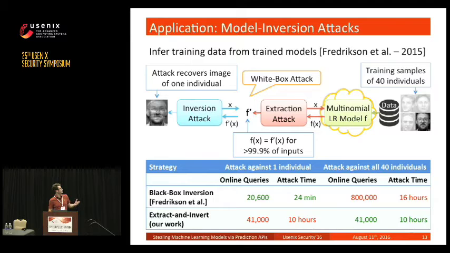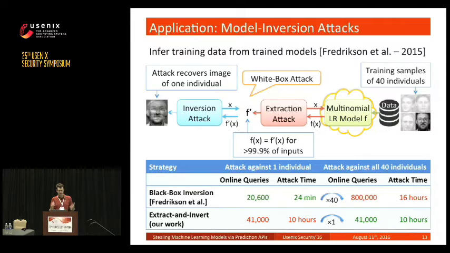So if you take the original attack as proposed by Fredrikson and his co-authors and just apply it in a black box fashion directly over the trained model in the cloud, you need about 20,000 queries for one attack. It takes about 25 minutes with the network delay. And then if you want to reconstruct every individual in the training set, you repeat this 40 times. And so you get quite a large number of queries and a long time for the attack.